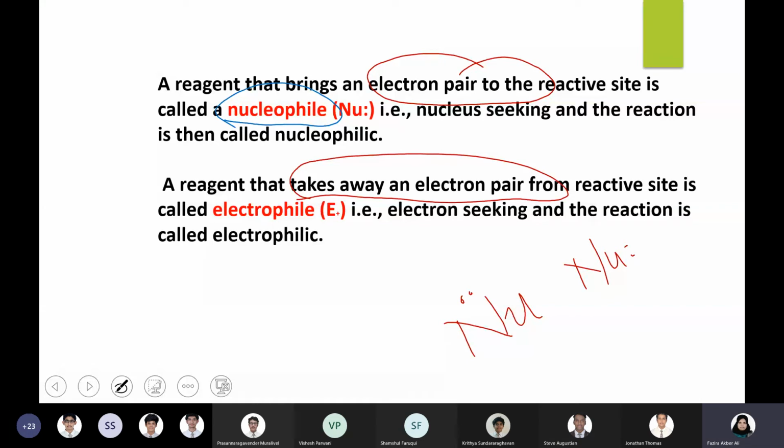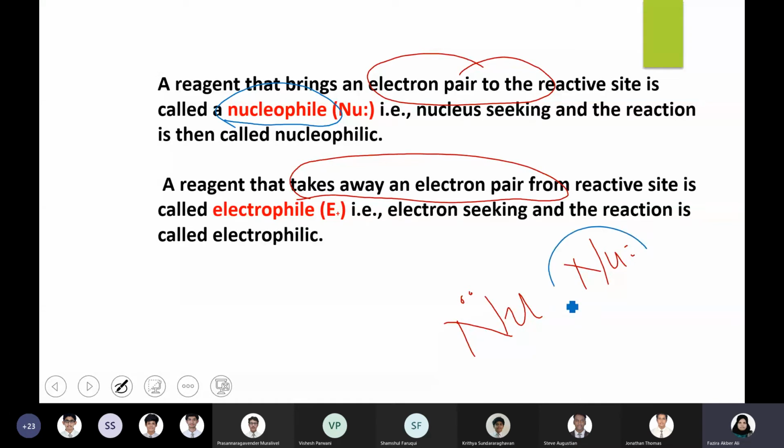So nucleus loving means they are looking for a positive charge. They are seeking a positive charge. So what will be its charge? If somebody is looking for a positive charge, what will be the charge of that object? Negative. That is what a nucleophile means. They are electron rich compounds. It will be either a negative species or a neutral substance with a lone pair, like an extra lone pair of electrons. That is how you define a nucleophile.